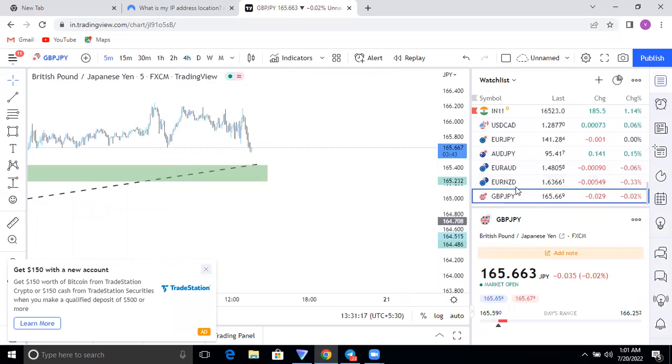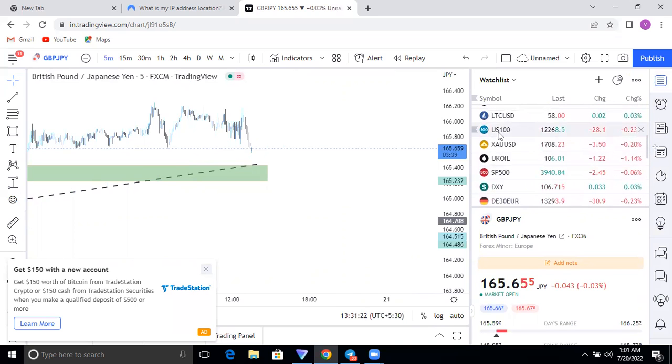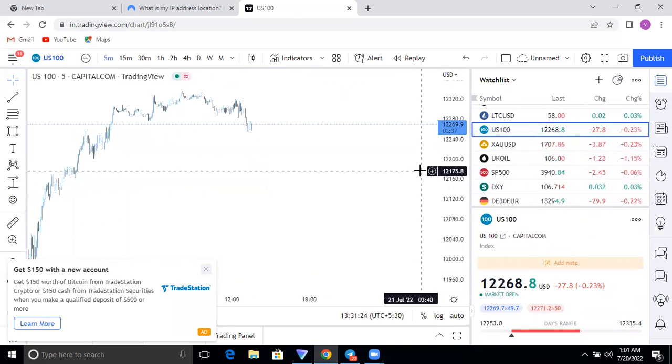And one of the most important trades we took was Nasdaq, right? We had Nasdaq, and it was just fantastic.